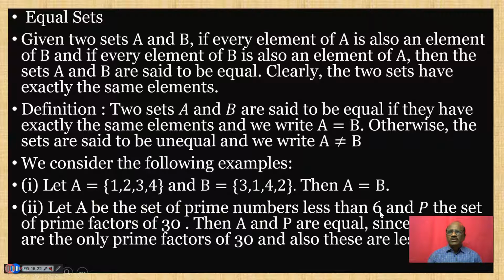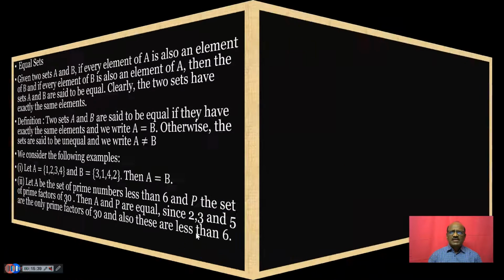The first set A is the set of prime numbers less than 6. We get 2 is a prime number, 3 is a prime number and 5 is a prime number. That is, set A contains 2, 3, 5. And P is the set of prime factors of 30. The prime factors of 30 are 2, 3 and 5. Therefore these two sets are equal sets.